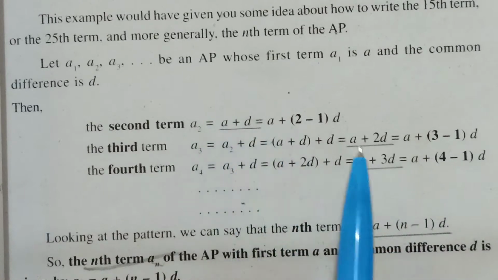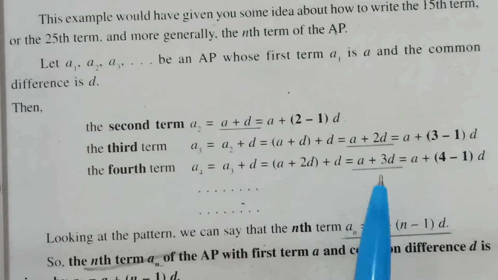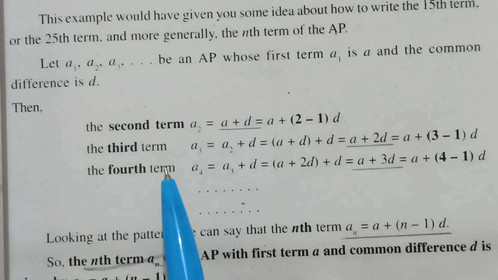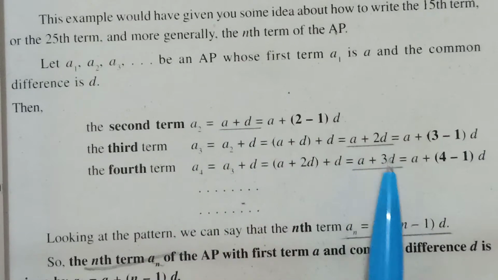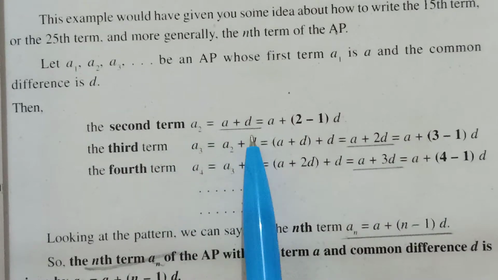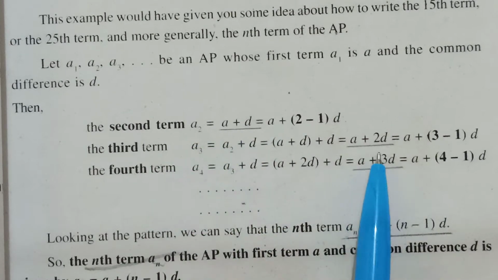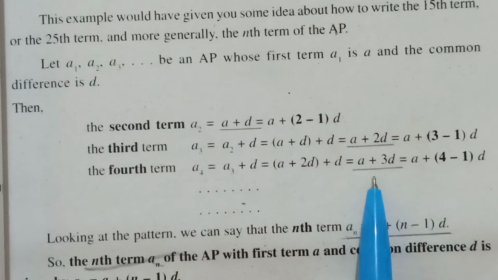So what are you observing here? All these terms have A in each. To A we are adding some multiples of D. Here it was 1D, 2D, 3D. In the second term it was 1D, in the third term it was 2D, in the fourth term it was 3D. So whichever term we are talking about, 1 less than that, times D, comes in.